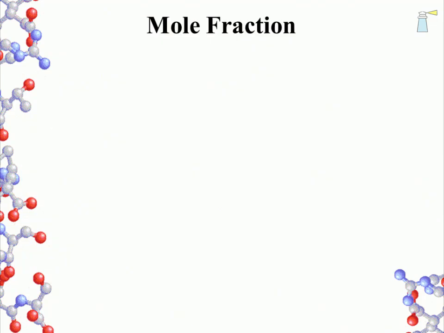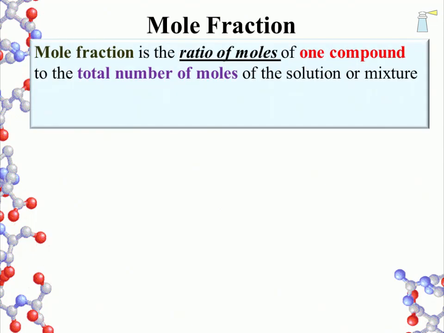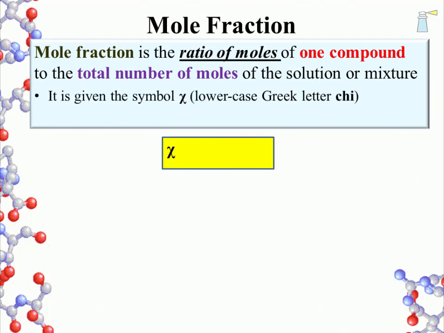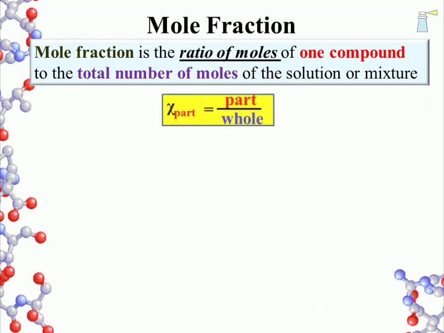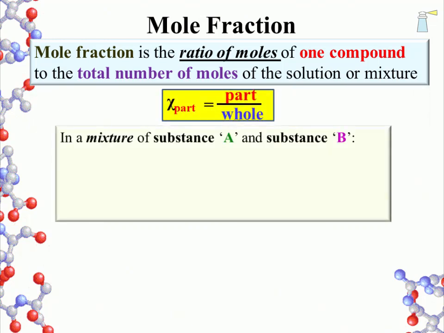The third mole-based concentration scale is the mole fraction. It is the ratio of moles of one compound to the total number of moles of the solution or mixture. It is given the symbol chi, which is a lowercase Greek letter, and like all fractions, is the ratio of part to whole. The values in this fraction, however, are strictly moles. If we consider a mixture that just contains substance A and substance B, the mole fraction of A is moles of A over moles of A plus moles of B.